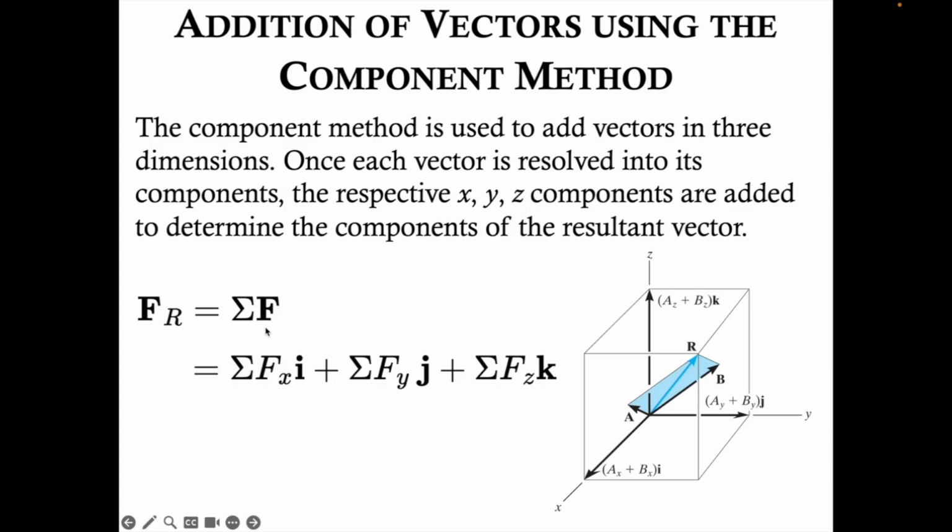So that would equal the summation of F sub x, which is the summation of the x components of forces, multiplied times i hat, plus summation F sub y times j hat, plus summation F sub z times k hat. And remember, anytime we have a vector expression in which we're using the unit vectors i hat, j hat, and or k hat, this is called a Cartesian vector expression.